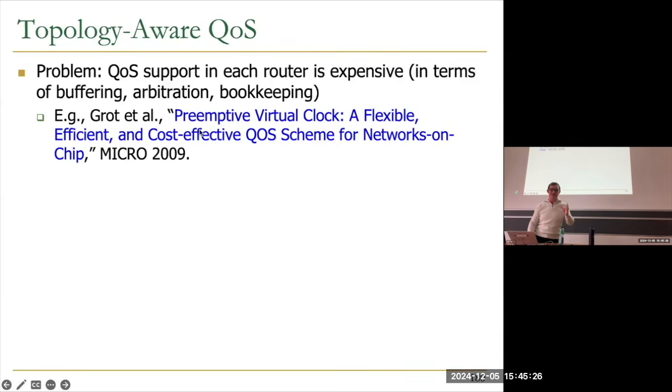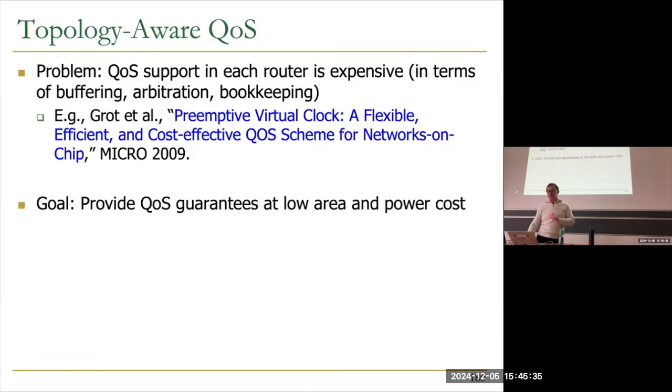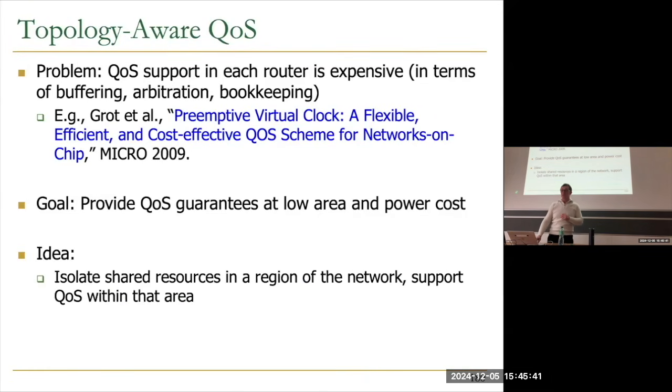So we actually did work on that I'm not going to talk about. And in the end, the result was more complexity. Although you get good quality of service, you get more complexity also. So we wanted to actually provide quality of service guarantees at low area and power cost. And the idea is to rethink how you actually handle shared resources. Basically, don't make everything shared or don't distribute your shared resources everywhere. Isolate them in a region of the network and support quality of service only in the routers within that area.